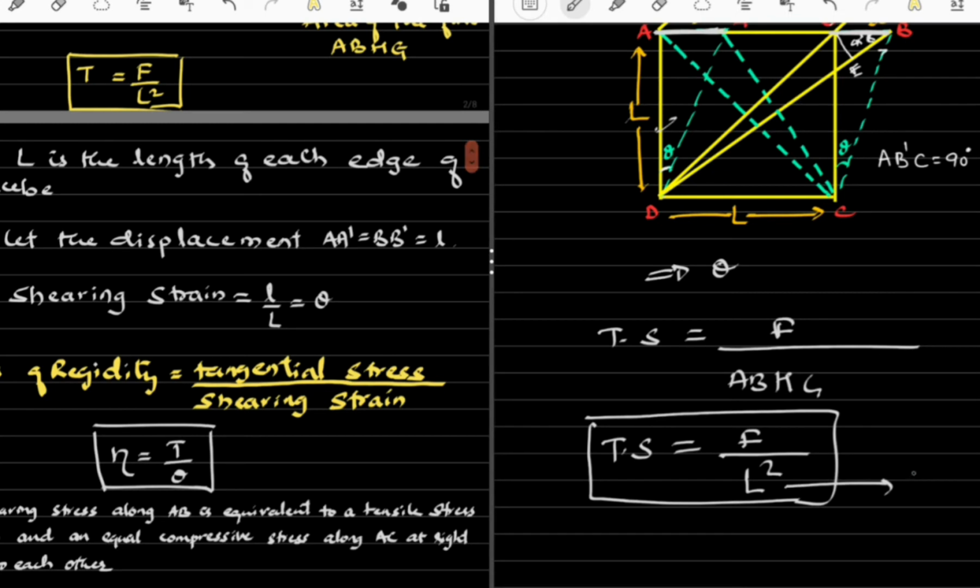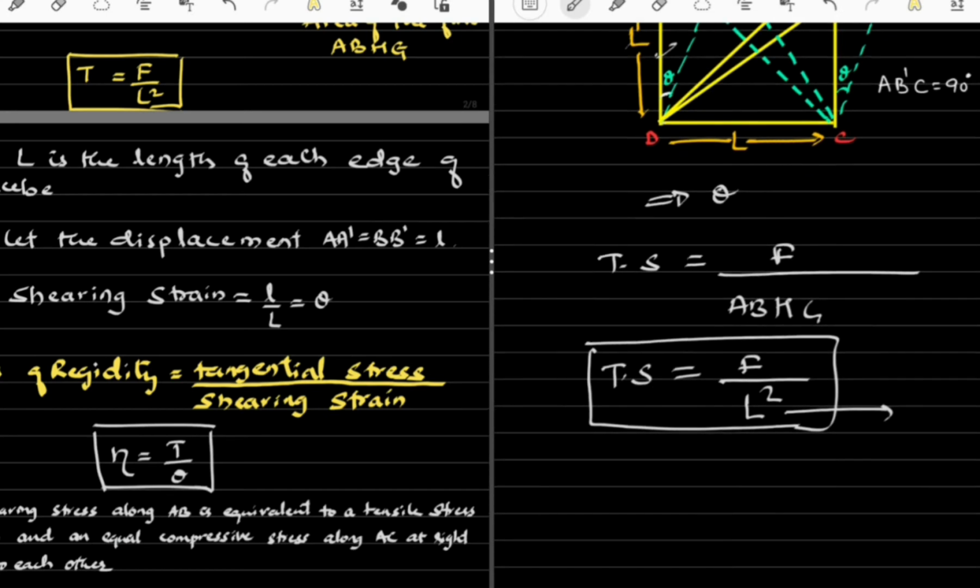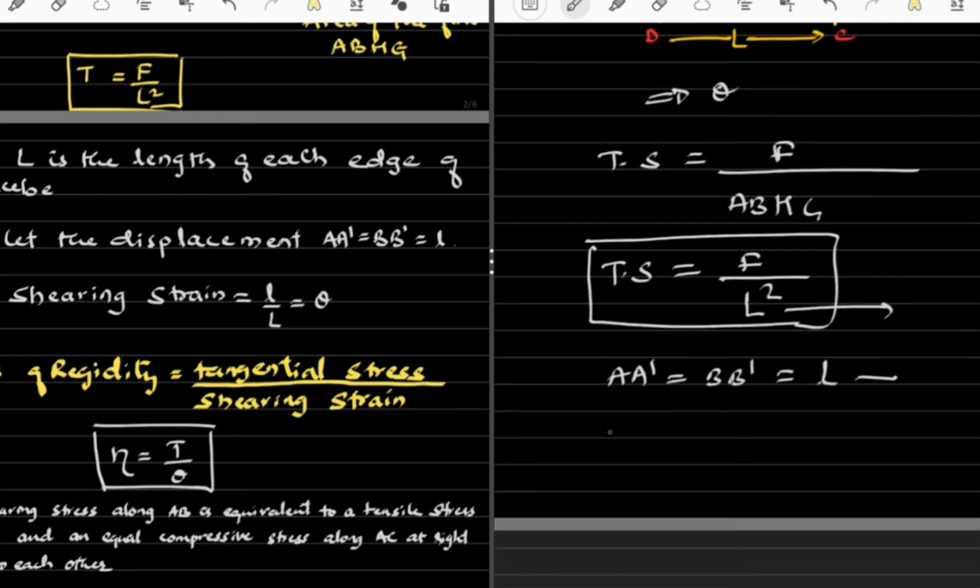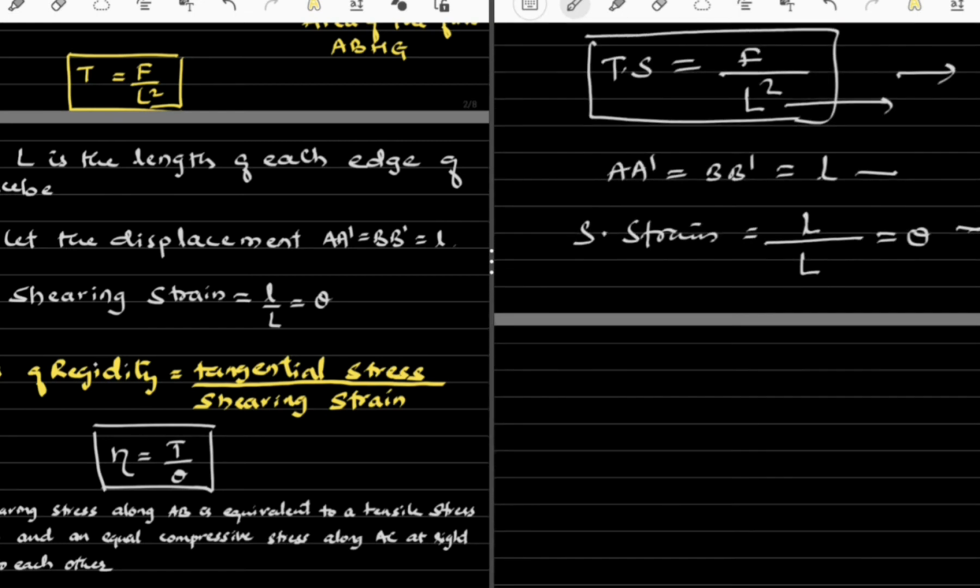So this is called the length of each edge of the cube. And now the relative displacement takes place. A dash is equal to B dash is equal to the length small l. So therefore from this and the original length we can find the shearing strain. Shearing strain is the change in length or relative displacement divided by original length, that is nothing but the theta. So we'll use this one and this one in the next upcoming relations.